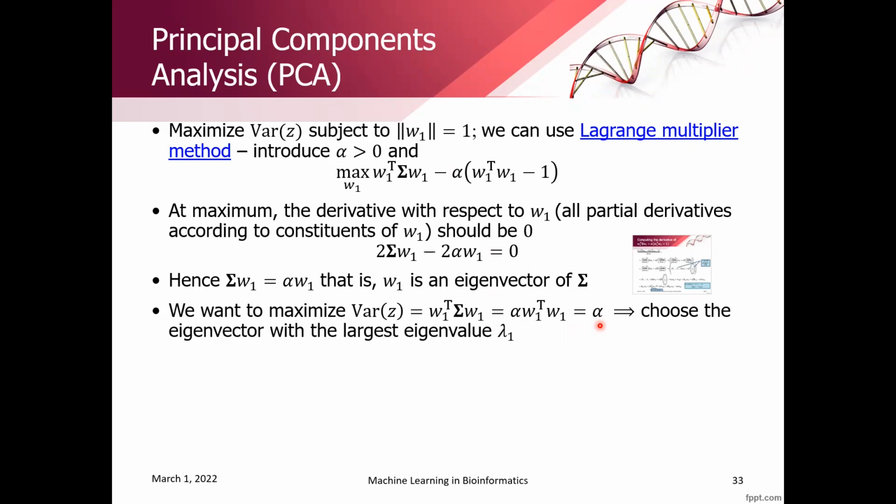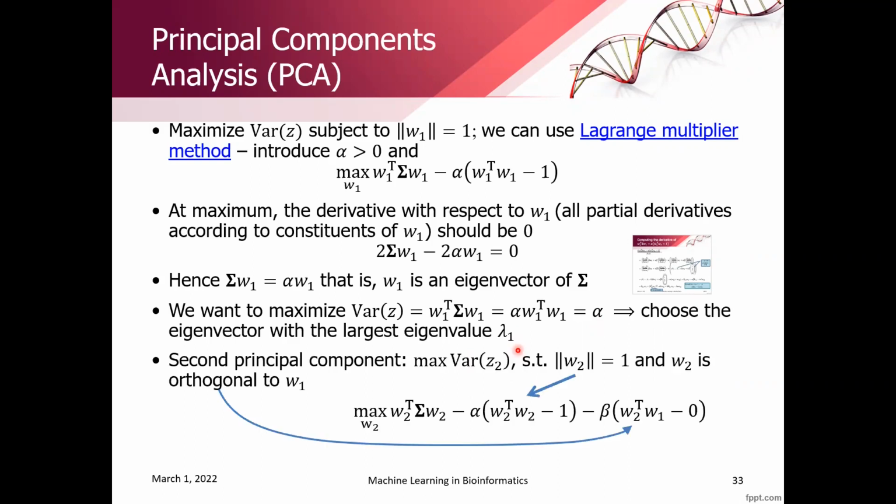So it was a little tedious, but the result is that if we know how to compute the eigenvalues and eigenvectors of the matrix, we can obtain the transformation and we know how to compute it. So lambda 1 is the largest eigenvalue of the covariance matrix. This was for the first principal component.